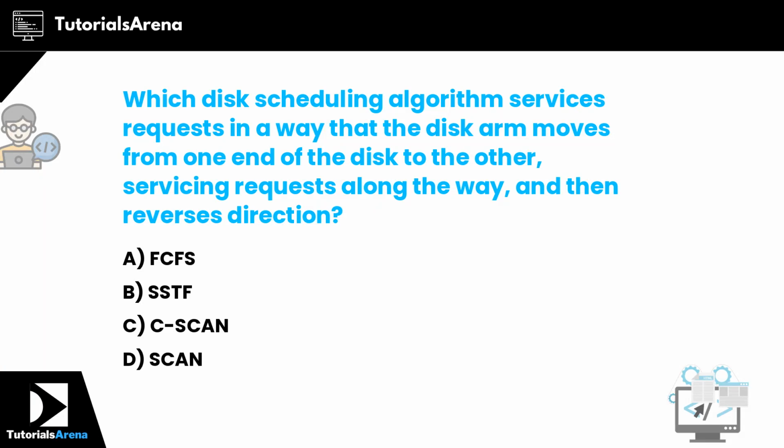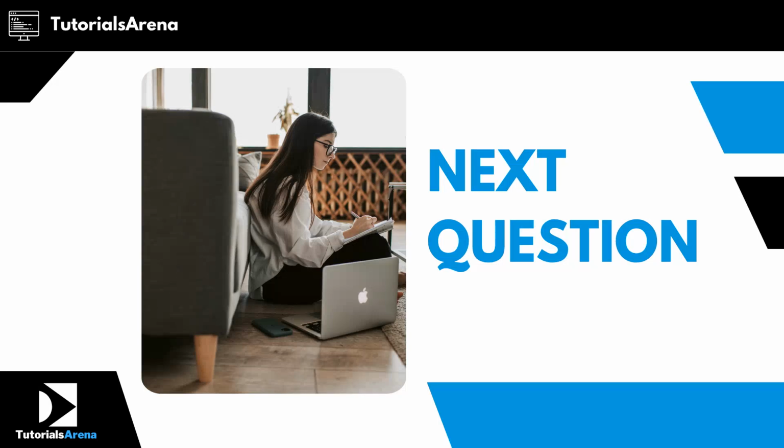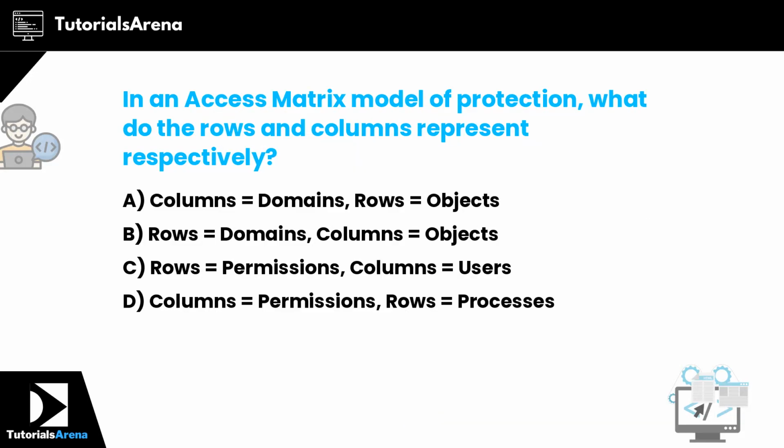Which disk scheduling algorithm services requests in a way that the disk arm moves from one end of the disk to the other, servicing requests along the way, and then reverses direction? The correct answer is option D, scan. In an access matrix model of protection, what do the rows and columns represent respectively? The correct answer is option B, rows equals domains, columns equals objects.